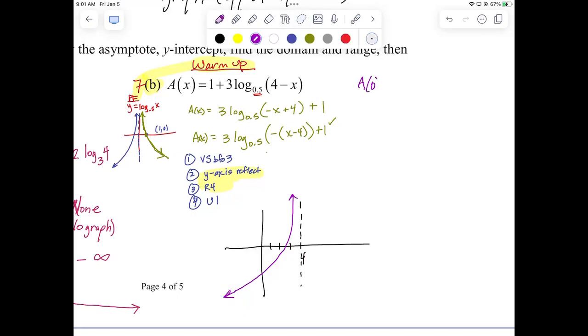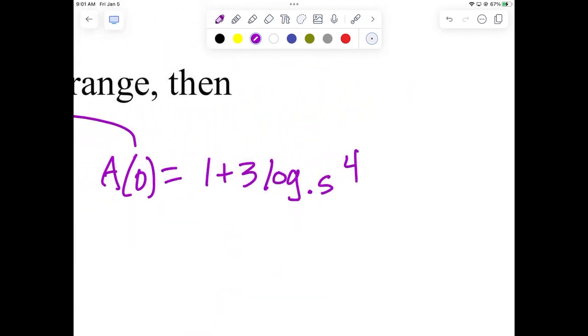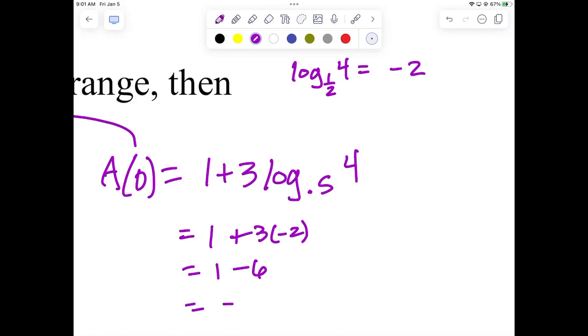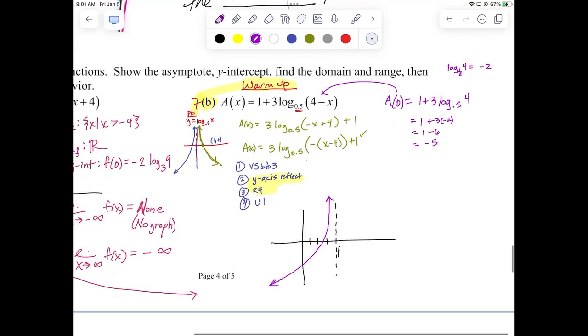So we're going to do a of 0. That's how we always show that we're finding the y-intercept. And I'm going to plug it into the original version. It's just a little bit easier. So I'm going to get 1 plus 3 log base 0.5 of 4. Okay. Now, I need to think if that's positive or negative. Let's come up here and think of log base 1/2 of 4. 1/2 to what power is 4? It's going to be negative 2, right? The negative is going to flip the 1/2 and make it 2, and then that's going to square it. So that's actually negative 2. So this equals 1 plus 3 times negative 2, which makes it 1 minus 6, which is what? Negative 5.